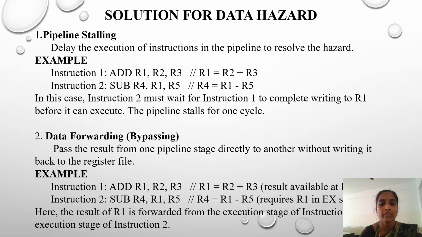The second solution is data forwarding, which is also called bypassing. Data forwarding passes the result from one pipeline stage directly to another without writing it back to the register file. For example, instruction 1: we add R2 and R3 and store in R1. In instruction 2: we subtract R5 from R1 and store in R4. Here, the result of R1 is forwarded from the execution stage of instruction 1 to the execution stage of instruction 2. So, this is one solution for data hazard.